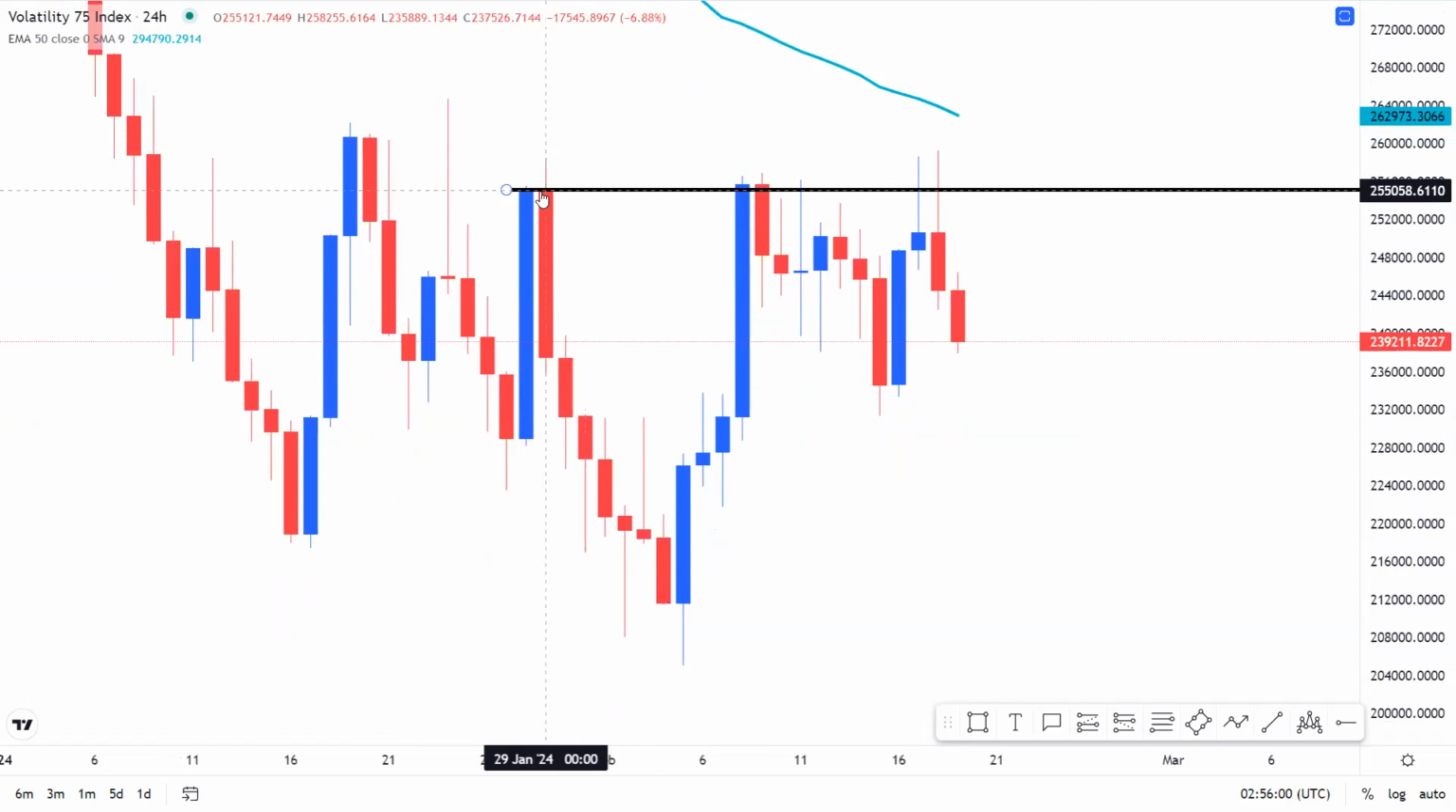Previously, when we tapped into the level, we had this huge sell-off to the downside, and then you can see we had come right back into the level.